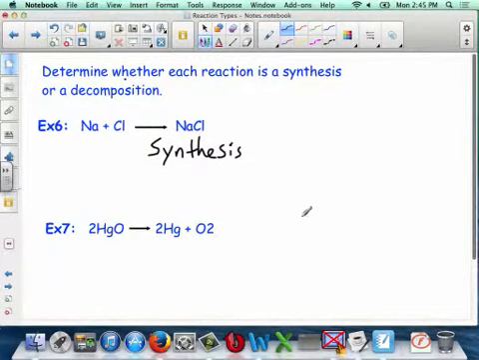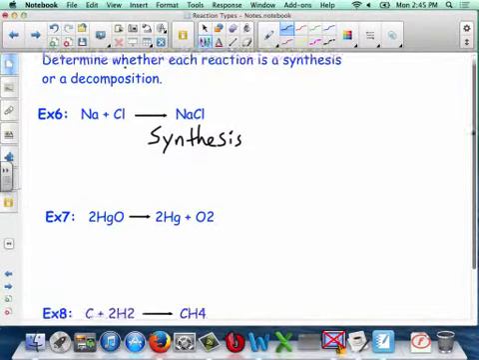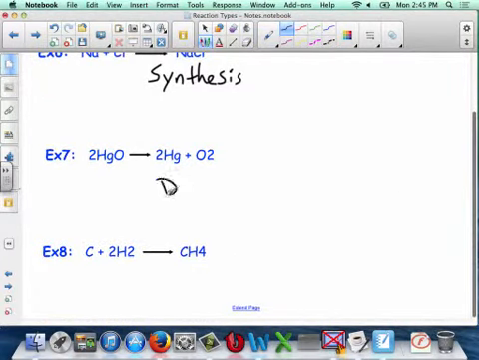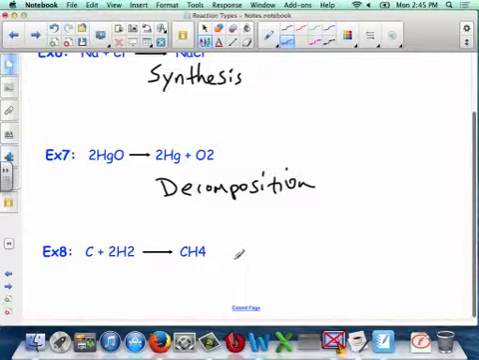Okay, do you think you got the next one? Yes, that's decomposition. Oh, and Zane says he got number 8. What is it? Close. Synthesis.